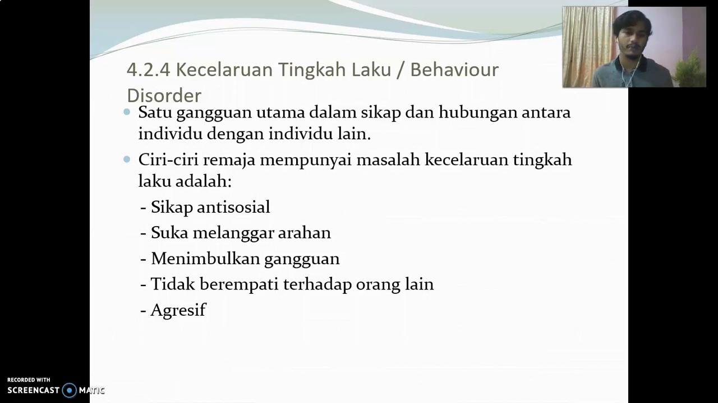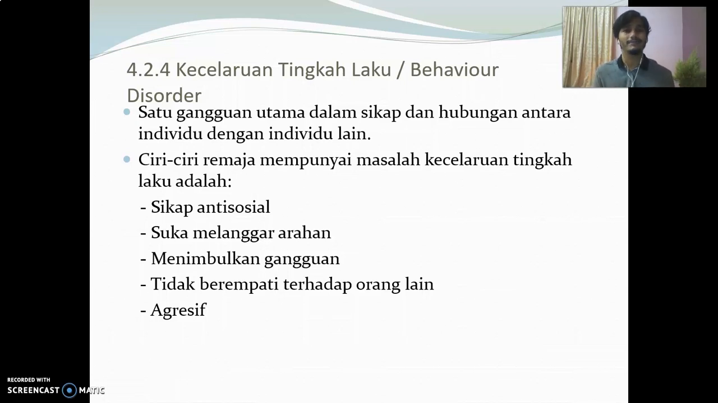Okay, ciri-ciri remaja yang punya masalah kecelaruan tingkah laku adalah seperti sikap antisocial. They don't really like to communicate with each other, tidak bergaul dengan sesiapa dalam kelas, suka melanggar arahan dan juga menimbulkan gangguan even dalam dan luar kelas juga, maybe outside of the school as well, dan juga tidak berempati terhadap orang lain. They don't really feel when a person gets hurt, they don't feel that, oh my goodness, it's very painful. They don't really have this kind of emotions. Okay, it's like these emotions have already stopped in them. Okay, and they tend to be very aggressive.